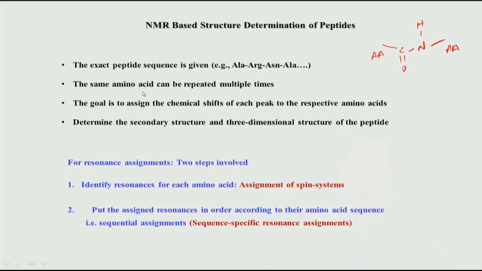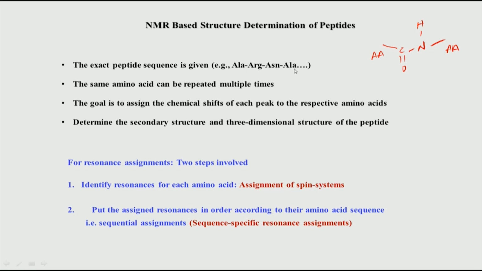When it comes to resonance assignments, there are 2 steps involved, or it can be accomplished in 2 steps. Number 1 is that given the spectrum, find out the resonances of each amino acid. Let us understand what this means. Again, let us take an example of the peptide shown on the top, alanine, arginine, asparagine, alanine.